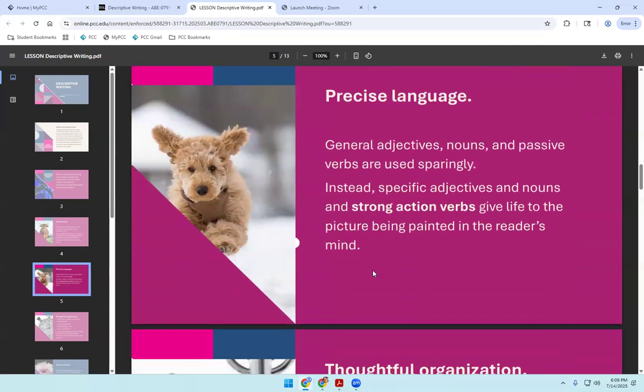If you use really precise language, not general adjectives but very specific ones, and strong action verbs, it's going to give life to what's going on there. Can anybody give me an example of a strong action verb? Think of anything. I'm going to shut the door while you're thinking. I know you can come up with something. So some action that is really giving you a picture of what's going on.